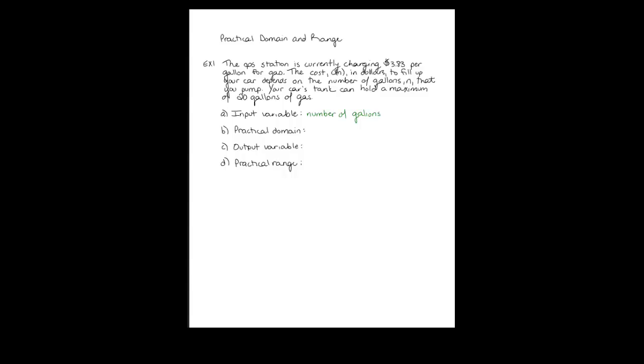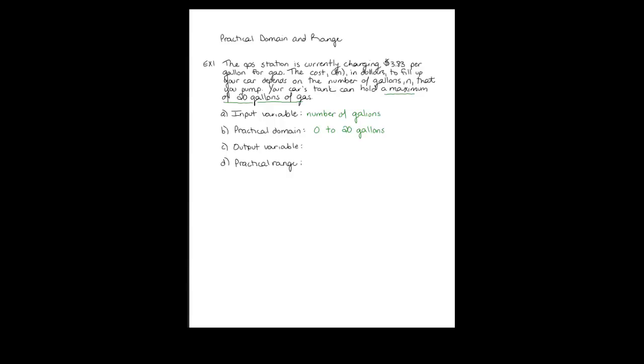So the practical domain will be the values for that input that make sense. So how many gallons of gas could you possibly pump? So starting with the lower bound, you really can't imagine pumping a negative number of gallons into your car. So the lower bound will be 0. That's the lowest number of gallons you're going to pump. Then reading through the problem, your car's tank can hold a maximum of 20 gallons of gas. So 0 to 20 gallons is the restrictions for the number of gallons that you can pump.